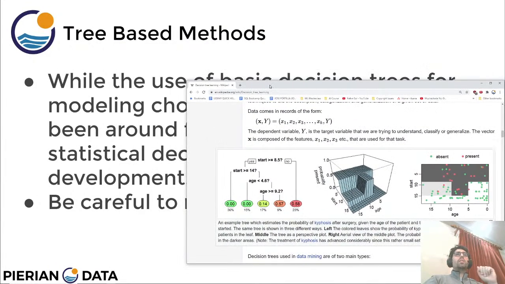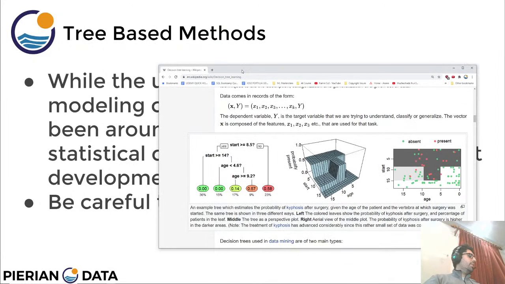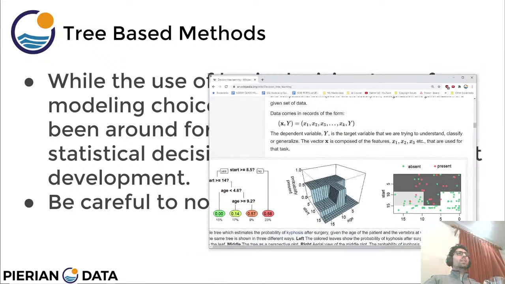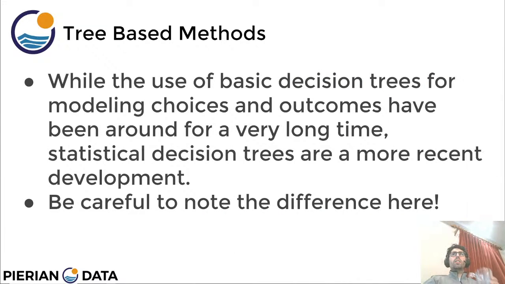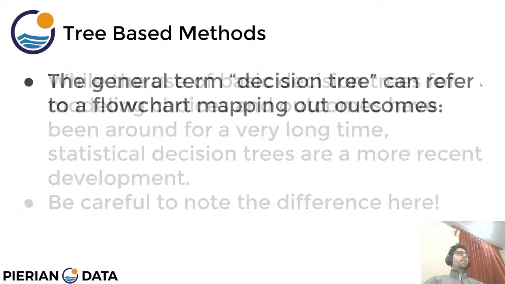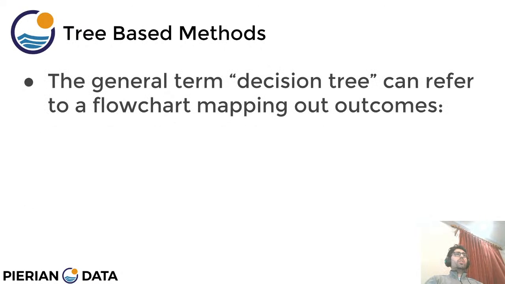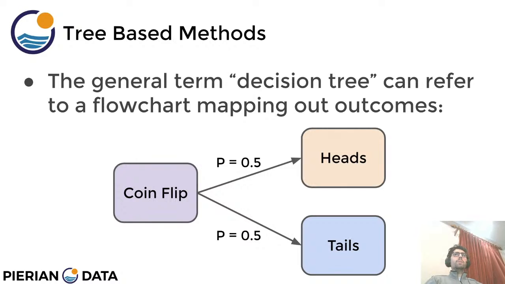So the term decision tree has been around for a long time, but when I'm talking about decision trees here, I'm talking about this very specific statistical learning model that was developed in the 1960s. So let's talk a little bit about that, because clearly anyone can just draw a mapping of a decision tree on a piece of paper and say, oh, I have a pretty good idea. In general, the term decision tree can refer to a flowchart mapping out outcomes. So this is, again, not what we're talking about. I'm not talking about, oh, what's the probability that this happens? I make it heads. Probability that that happens, I make it tails.